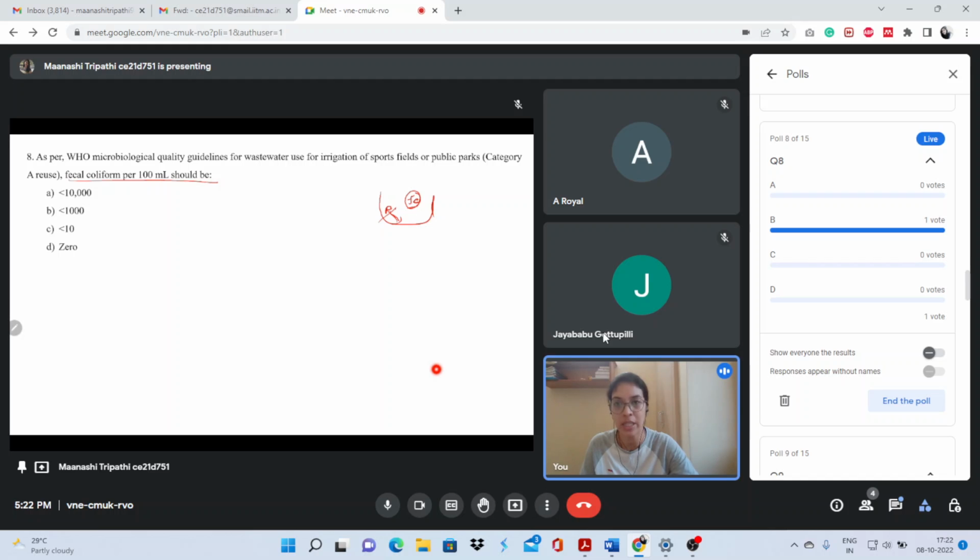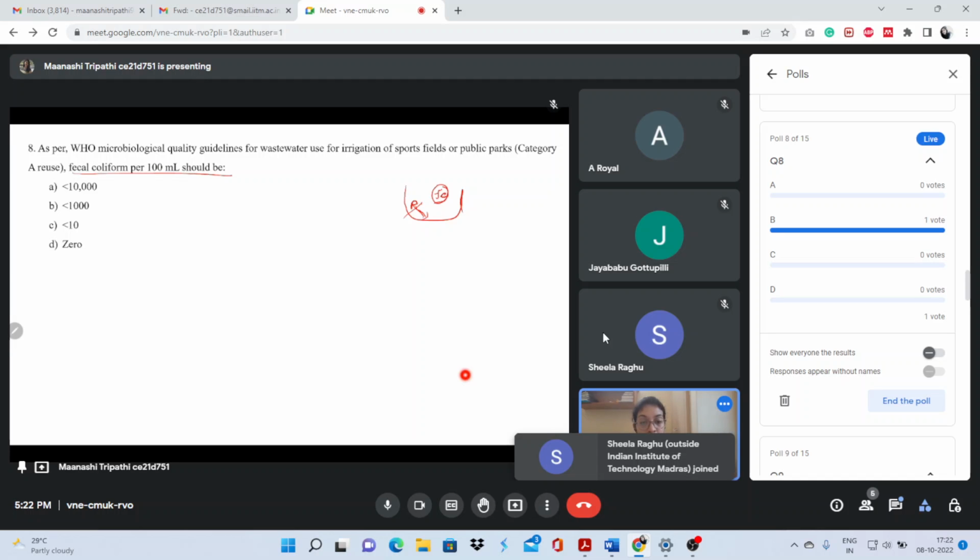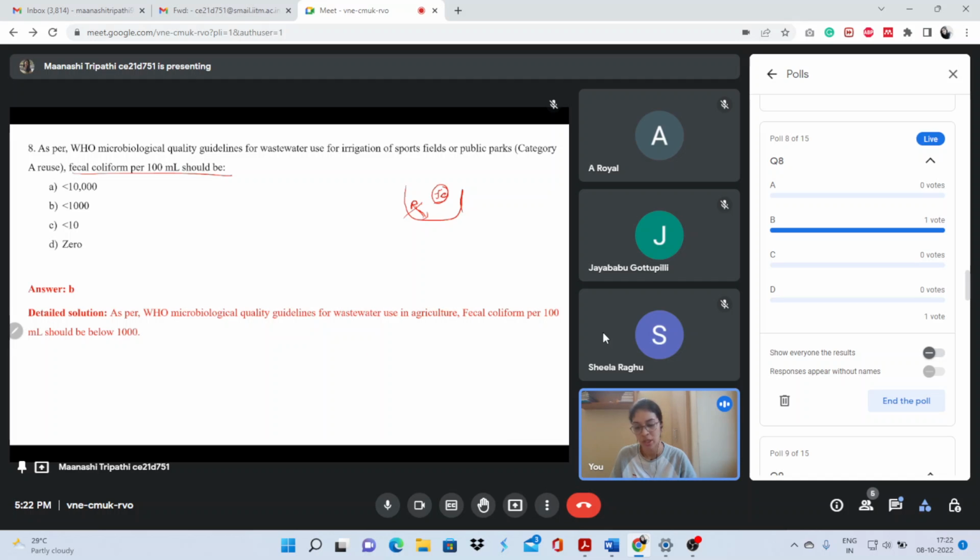And pathogens are disease causing microorganisms, mostly from the feces as well as the soil. So what can be the answer? We'll see. So the answer is B. Yes, you are right. And where we want fecal coliform to be 0? Drinking water. Oh, very good.